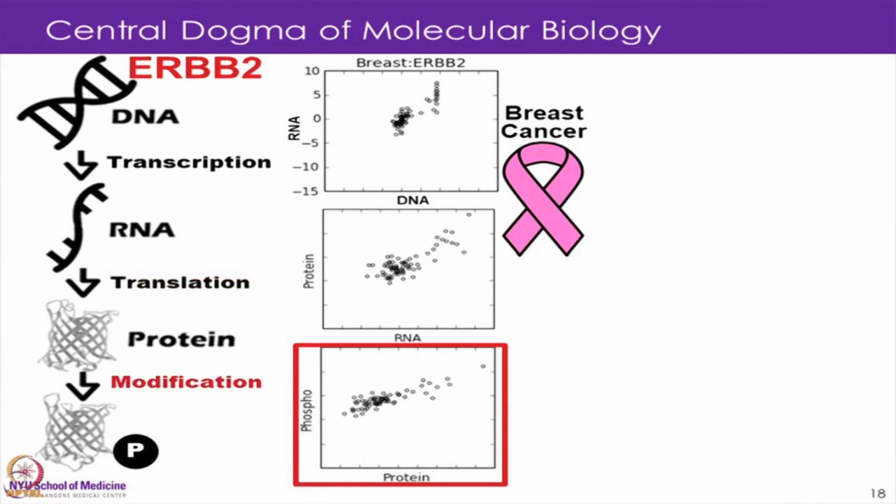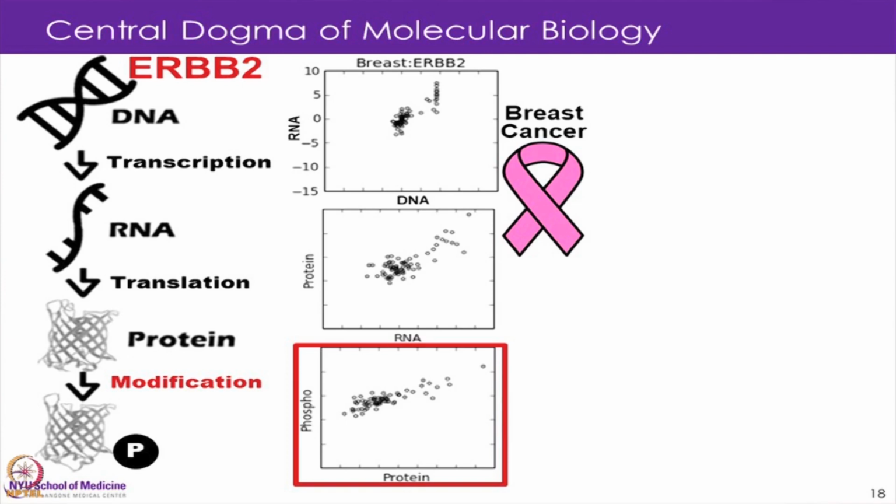And finally, if we look at one of the phosphorylation sites, it's also very highly correlated with the protein levels. So if there is no additional regulation, that's what we would expect. We have more copies of the gene, we get more transcripts and more proteins.